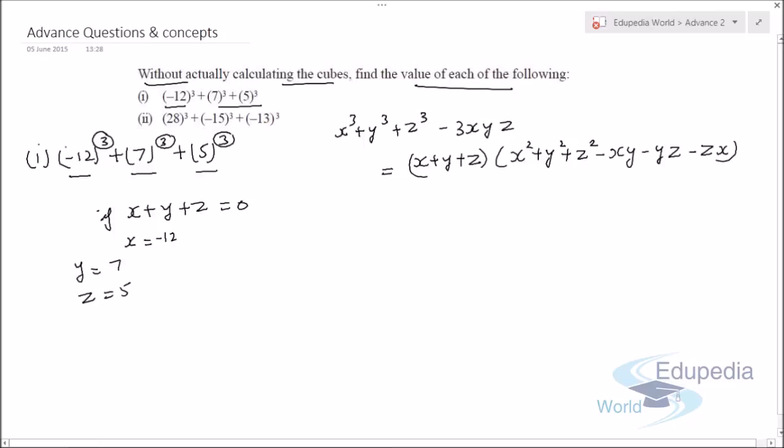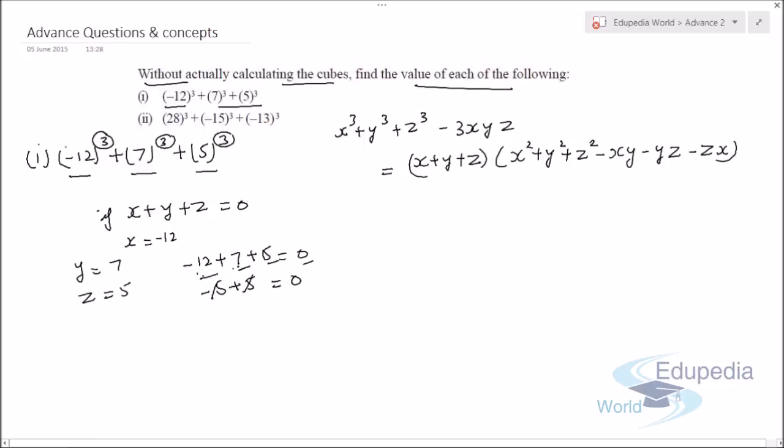So when we add these terms, we can say minus 12 plus 7 plus 5. So it will come out to be 0. How? Minus 12 plus 7 is minus 5, plus 5, so this term will cancel. So the answer is 0. So this implies that the addition of these three terms gives you 0.